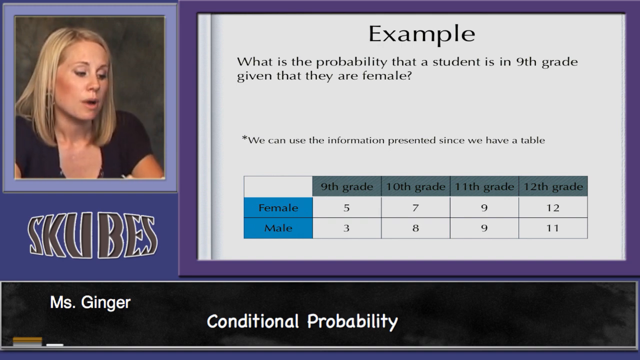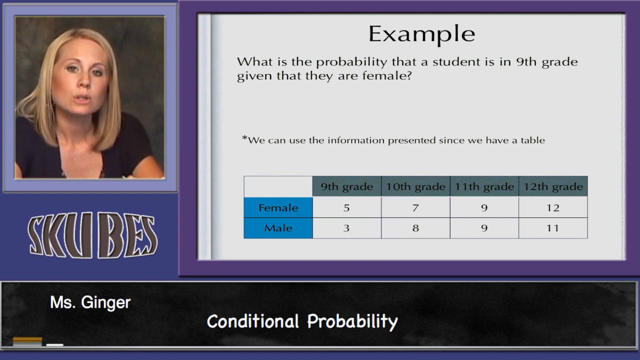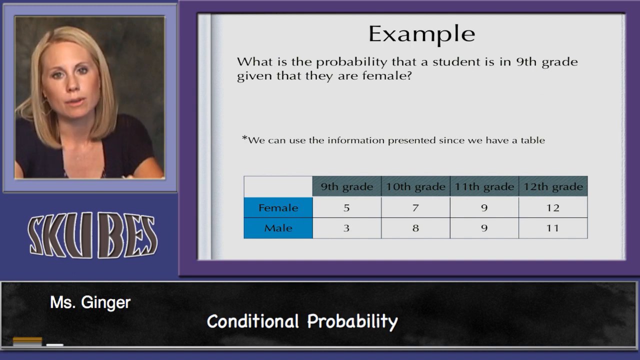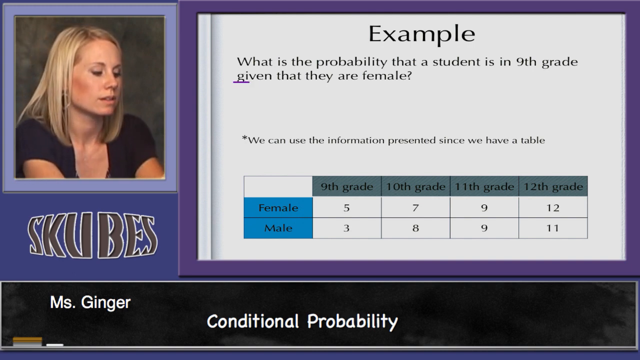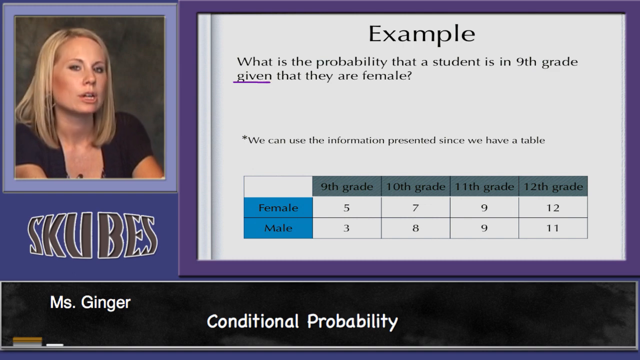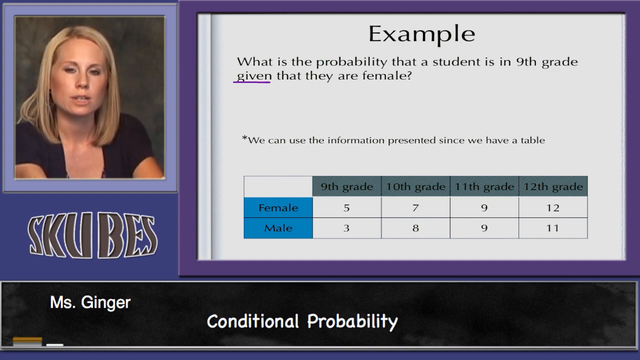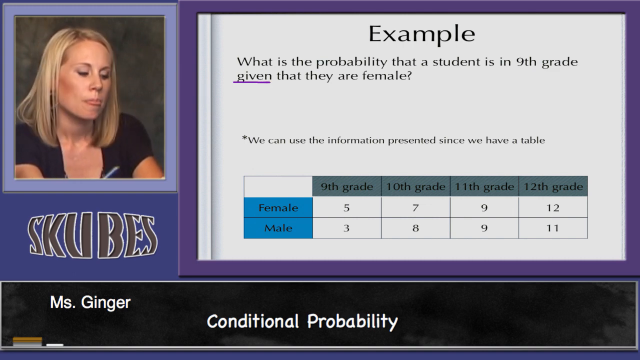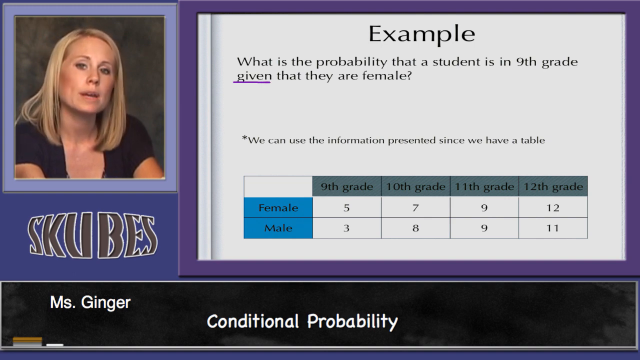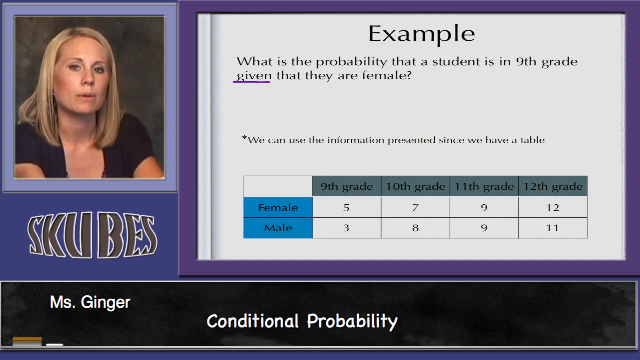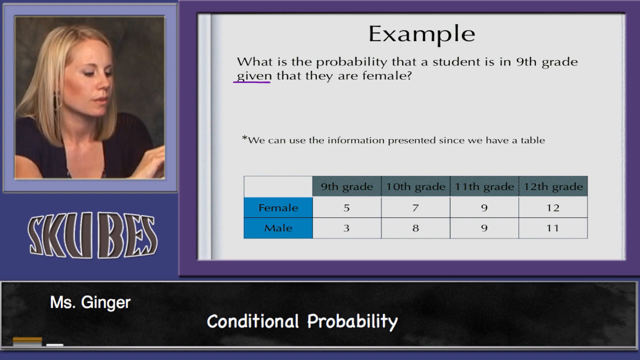Let's say that we need to find the probability that a student is in 9th grade given that they are female. So there's that word given. So we have two options here. We do have a table with information in it, so we can use that table if possible to find our answer, or we can go back to the formula and calculate it that way. We're going to do both so you can see both.